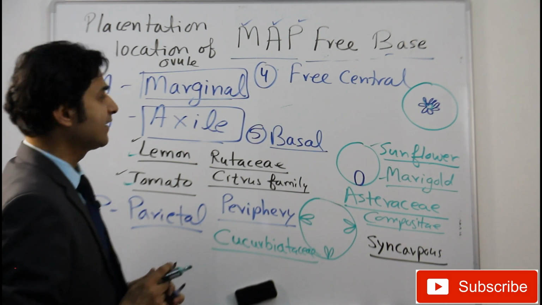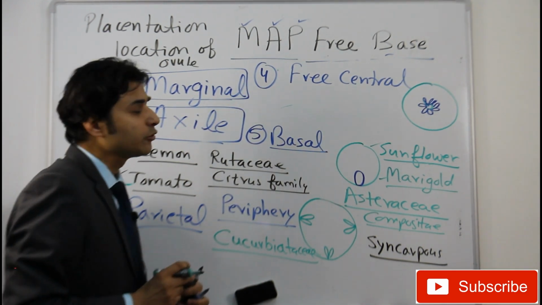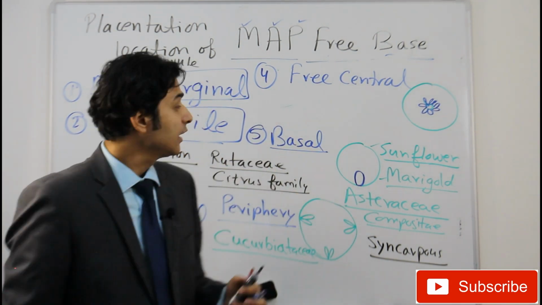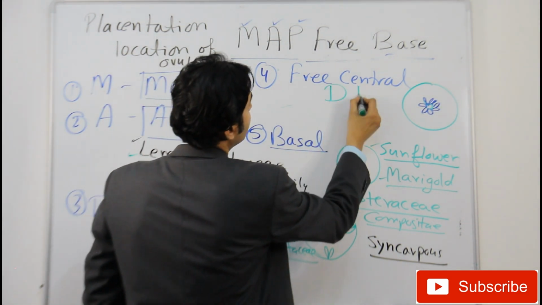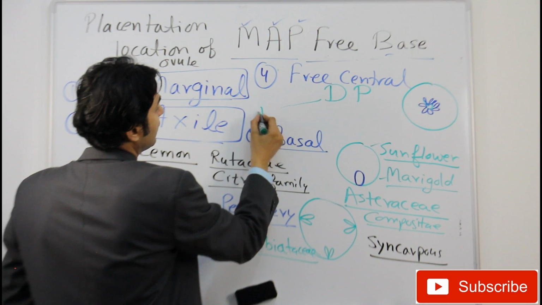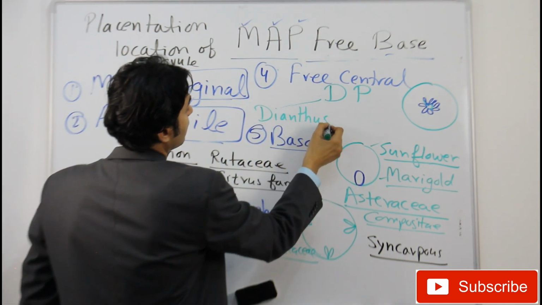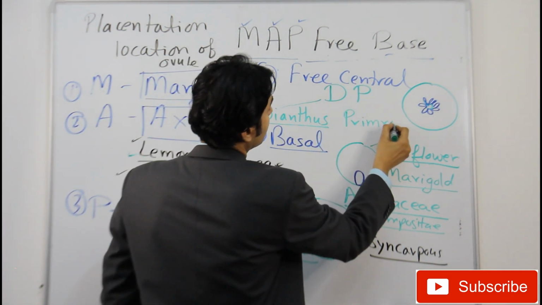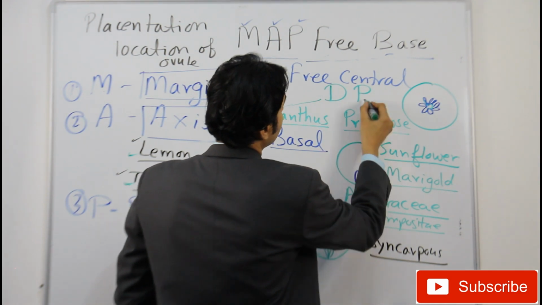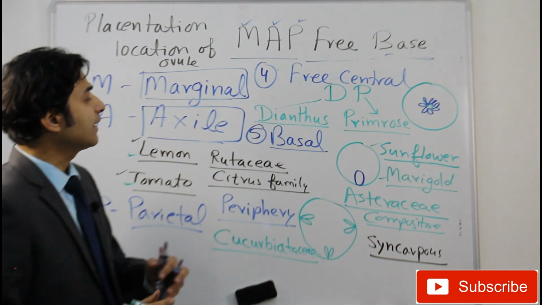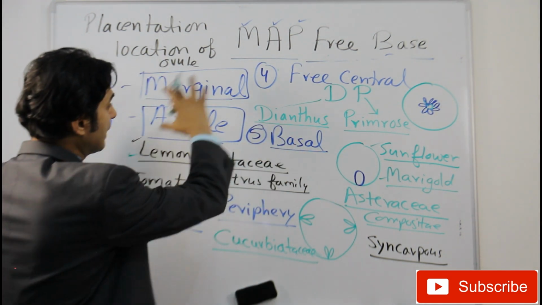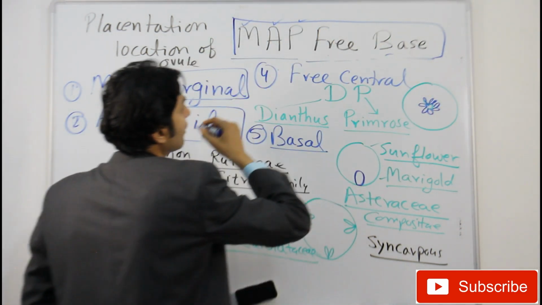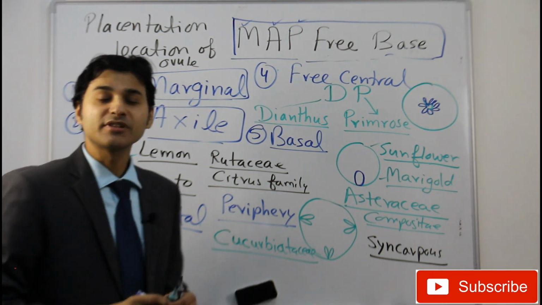Now the last one here is free central. The example of free central: you can imagine your DP, your display picture in your social media, your WhatsApp or Facebook. So the DP is free, display picture. D here means dianthus, and P here means primrose. So dianthus and primrose, free central. Many times questions are asked. If you have remembered this, which is very easy to remember, you will never ever forget these types of presentation in your life.